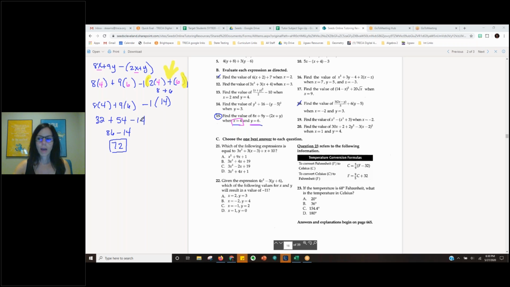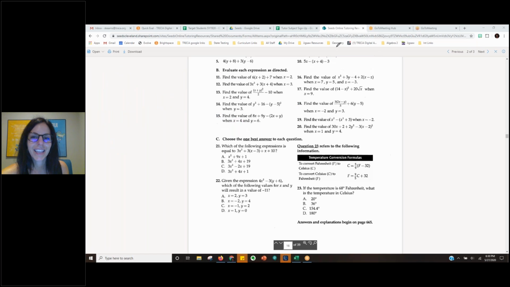All right, so I'm going to erase again, so we have a nice clean slate to do these 3 problems. Erase, there we go. Okay, let's start with 21. I'll write it in the top left corner. Here's 21, and I'm going to rewrite it. It says, which of the following expressions is equal to the given expression. So let's write it down. 3x squared plus 3 times the quantity x minus 3, plus x plus 10.